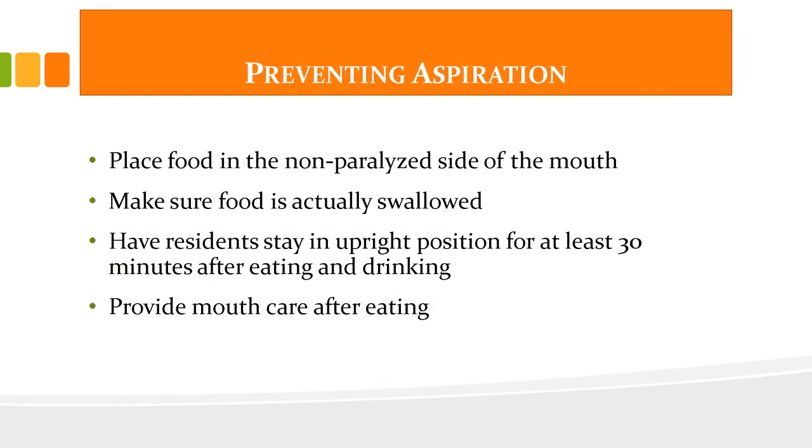Preventing aspiration. Aspiration is the inhalation of food, fluid, or foreign material into the lung. To prevent this, always place food in the non-paralyzed side of the mouth. Allow time for the resident to chew and swallow their food. Make sure that the food is actually swallowed before giving a resident another bite. Residents are to stay in the upright position for at least 30 minutes after eating and drinking. If in bed, place the head of the bed up in a 90-degree angle. Provide mouth care after feeding to clean out any potential food debris that may remain in the mouth.